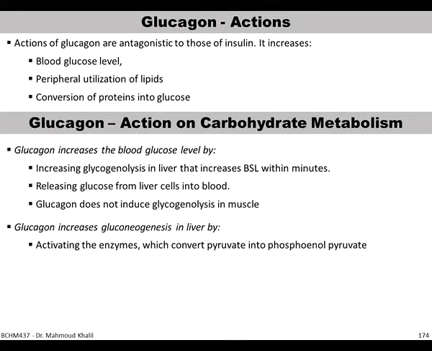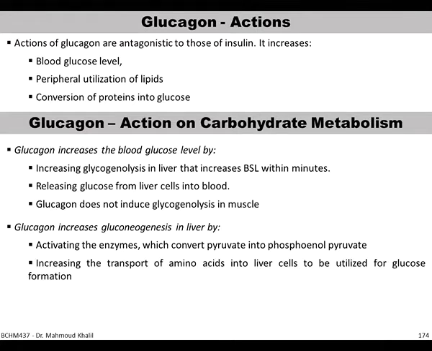Glucagon increases gluconeogenesis in the liver by activating the enzymes that convert pyruvate into phosphoenolpyruvate. It also increases the transport of amino acids into the liver to be utilized for glucose formation, of course, when amino acids are present in the blood.